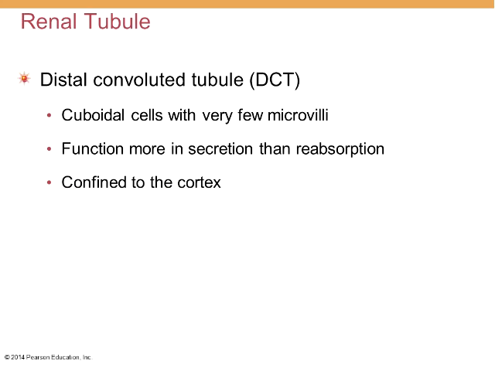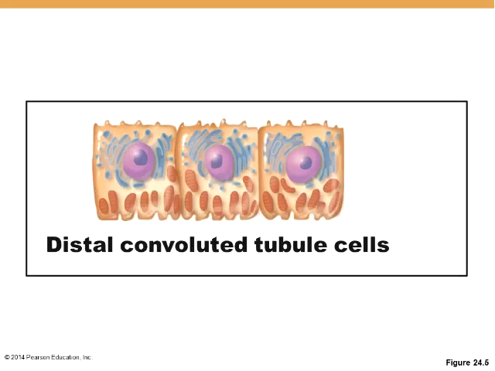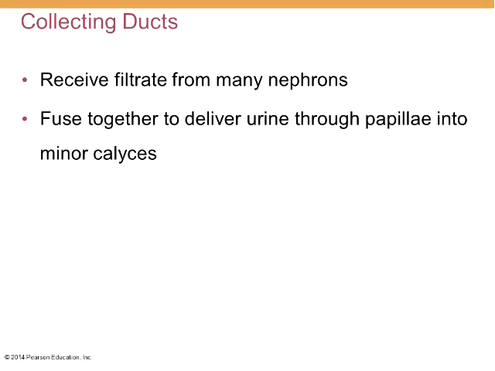Now, the renal tubule then goes to the distal convoluted tubule. It's made of cuboidal cells with very few microvilli. There's still some secretion and reabsorption, but more secretion than reabsorption. And again, it's confined to the cortex of the kidney. There's our distal convoluted tubule, very rare microvilli at the top, and lots of mitochondria you can see down below.